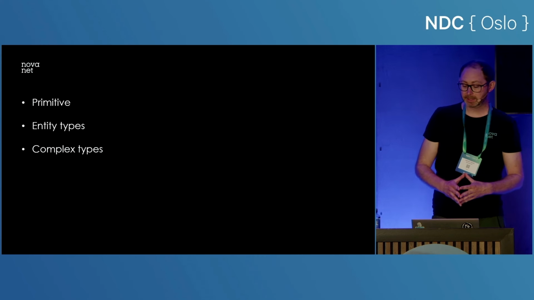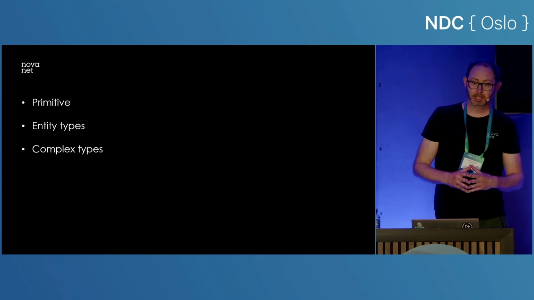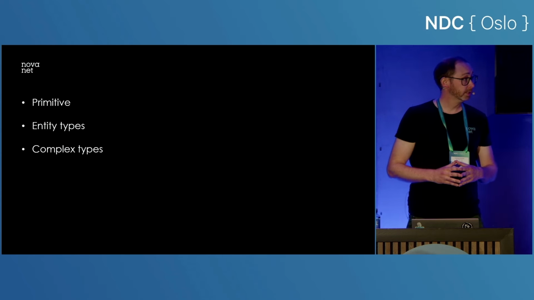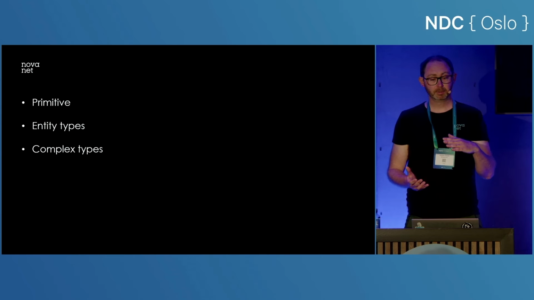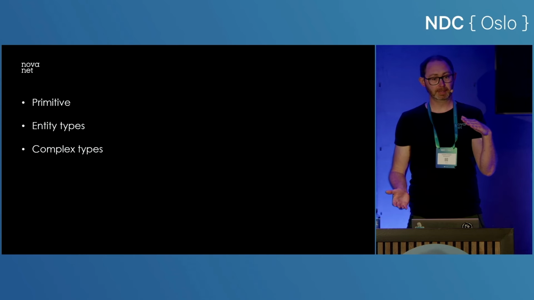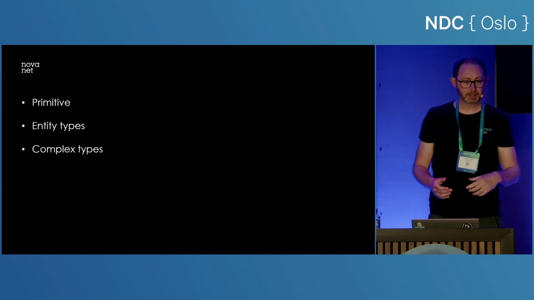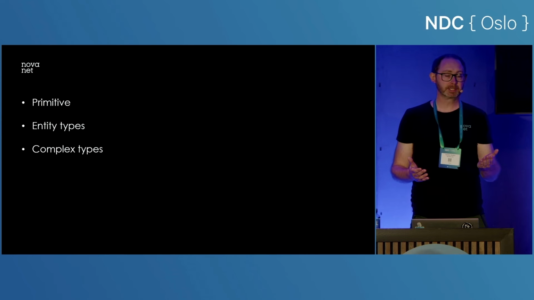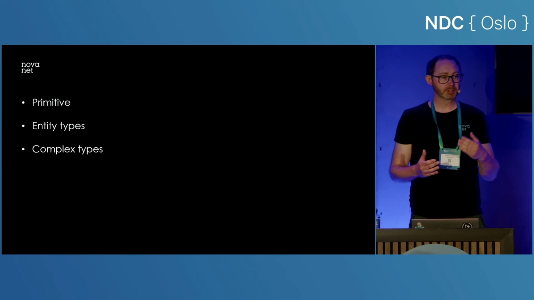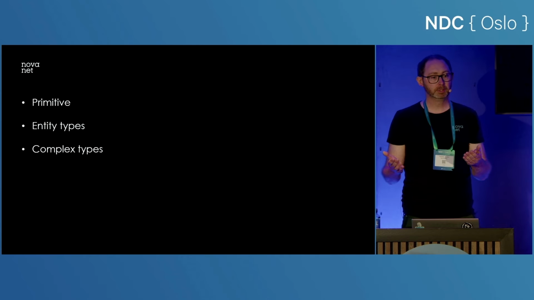Objects saved to the database can mainly be split into three categories. Primitive types, as I just mentioned. Then you have entity types, which are a structure with an identity and then multiple values. So basically a table with a primary key and some columns. But then you have the complex type. One example of a complex type can be an address, where you have a street name, a street number, a zip code, and a country code, but no identity.